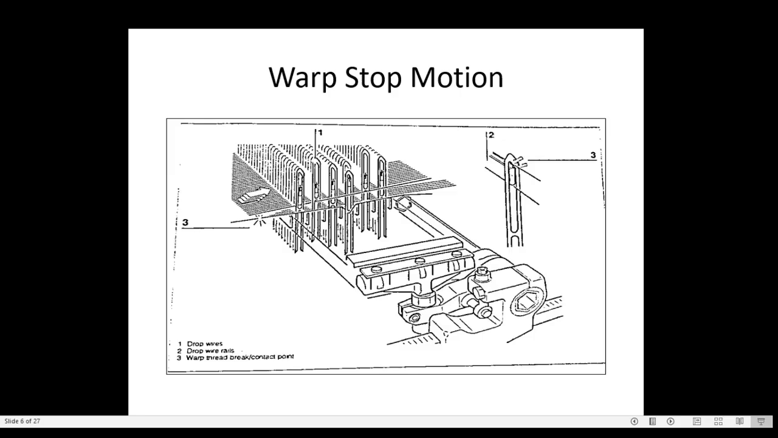If the warp stop motion is not working properly, the missing end fault will come in the fabric. So selection of the drop pin is very important here, and again open type of drop pin or closed type of drop pin. These things are very important here.